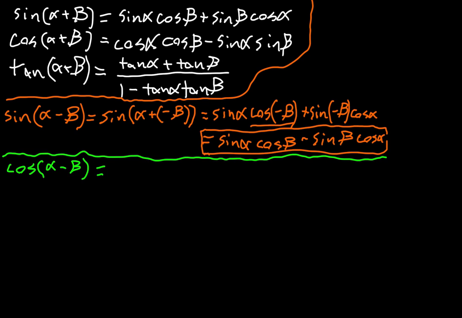Because cosine of alpha minus beta is going to be the same as that function of alpha plus negative beta, which is going to give us, at least for cosine, cosine of alpha times the cosine of negative beta minus the sine of alpha times the sine of negative beta.